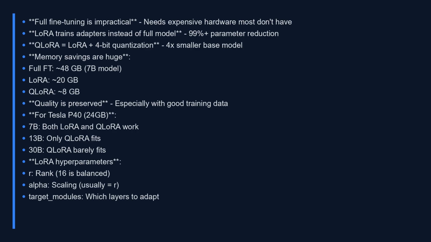The 3 LoRA hyperparameters that matter most are rank R, where 16 is the balanced default, alpha, which you typically set equal to R, and target modules, where attention only is the right starting point. Quality is preserved with both methods when your training data is solid.